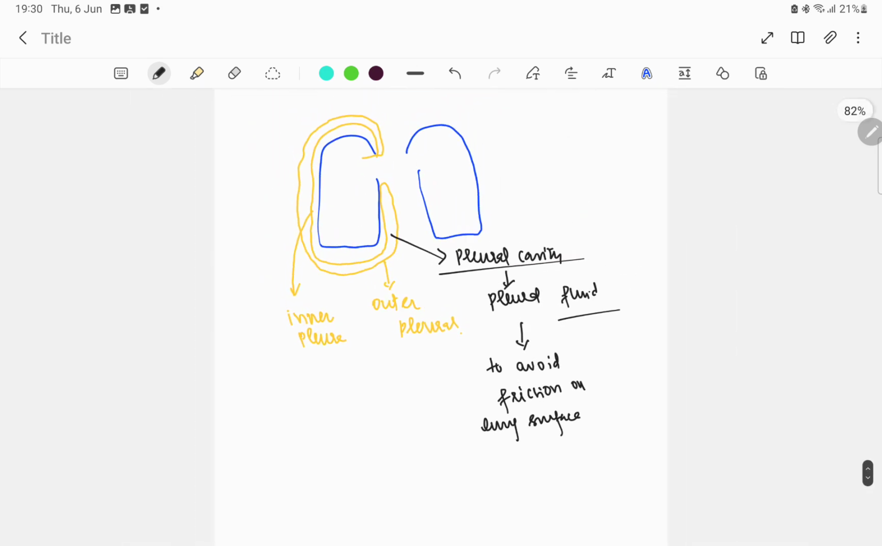So see this again. The lung is covered by a double-layered membrane called pleura: inner pleura, outer pleura. In between those two pleurae, there is a cavity called the pleural cavity, which contains fluid called pleural fluid. What is the function of the pleural fluid? To avoid friction on the lung surface. Yes, that's all.